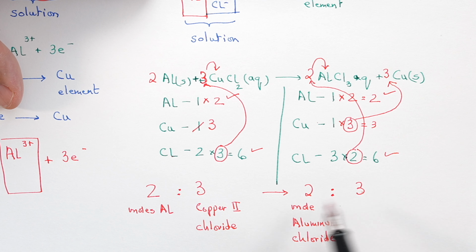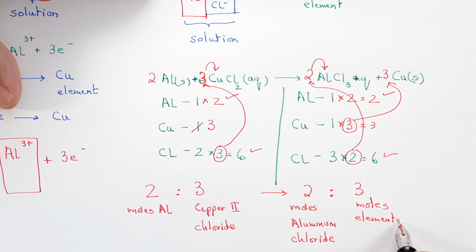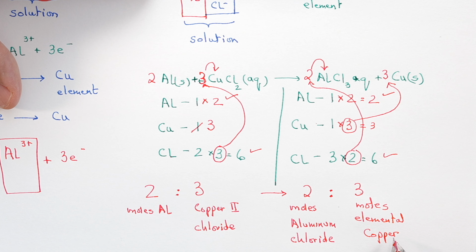So please remember, this is not the same copper. This is 3 moles elemental copper. So this is the element copper. It is not to be confused with the cation that is over here. So that's how single replacement reactions work.